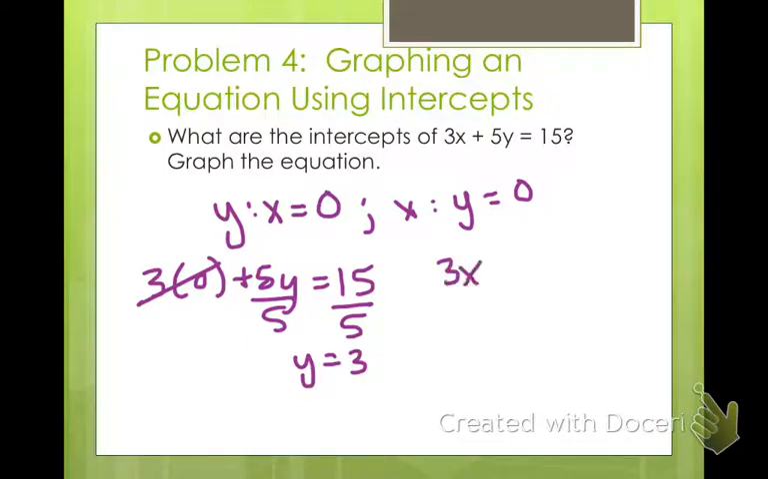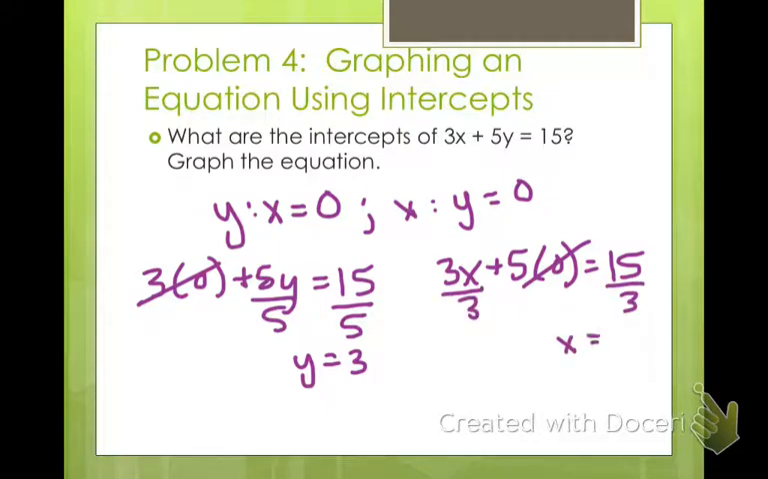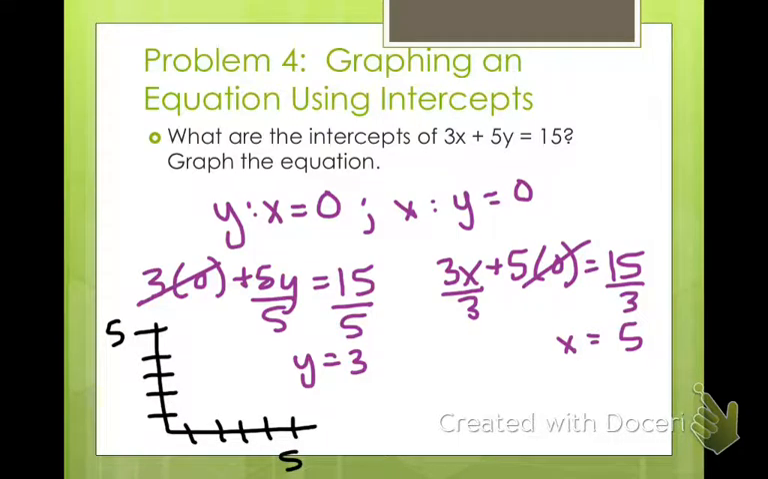And then I'll do the same thing again, substituting in 0 for y. That's going to become 0. So I just have to divide by 3. X equals 5. Now, if I were to graph that, I have that my y-intercept is 3, so on the y-axis I'm going to go to 3, my x-intercept is 5, and then I can just connect those dots. So there's another way that you can graph, and that's pretty quick and easy.